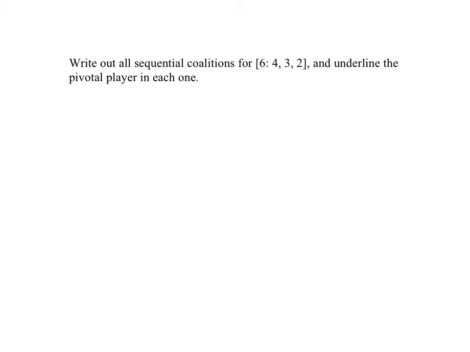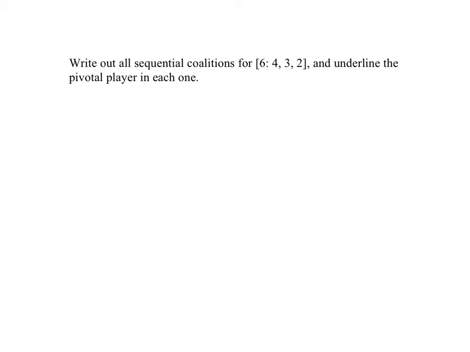Welcome back to Math 103. This is video number 13 on measuring power. The task at the end of last time was to write out all the sequential coalitions for the weighted voting system with quota 6 and weights 4, 3, and 2, and then underline the pivotal player in each one.